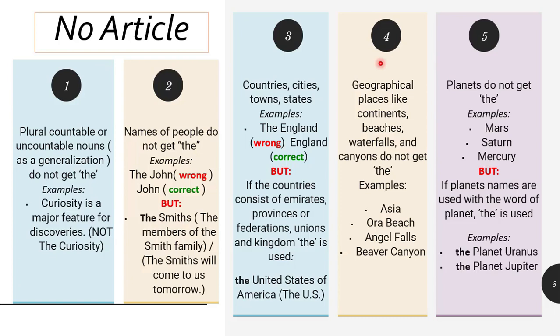The next one we discuss is geographical places like continents, beaches, waterfalls, and canyons. They do not get the. Asia, no. Ora Beach, Angel Falls, Beaver Canyon. There's no the here. The next one, the planets, do not get the. Mars, Saturn, Mercury. Don't use the Mars, the Saturn, no. But if you want to put planet, it is with the. So the planet Uranus, the planet Jupiter. If it is only the name, like Mars, Saturn, and Mercury, there's no the. But if you put planet there, it should be with the.